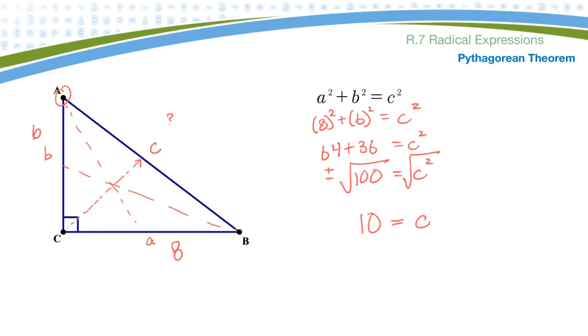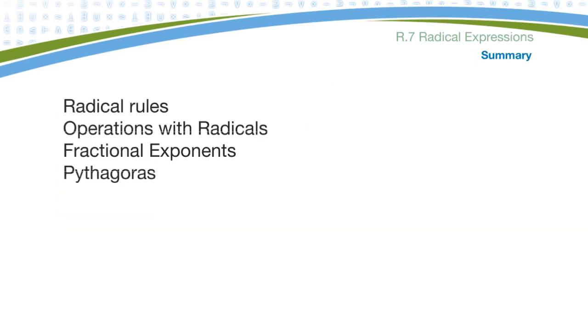All right, it's a long video. We looked at radical rules, we looked at operations with radicals, found that there are lots of them. We saw that you can express radicals as a fractional exponent. And lastly, we just did a quick little example of using Pythagoras and seeing where square roots come out with that. Okay, try some homework questions, your video quiz, and as always, if you have questions, ask me.